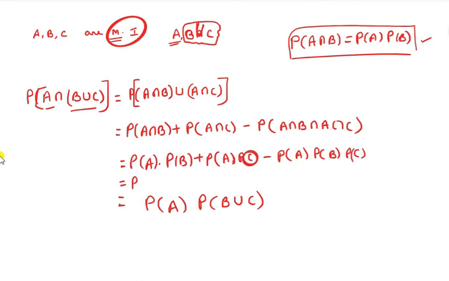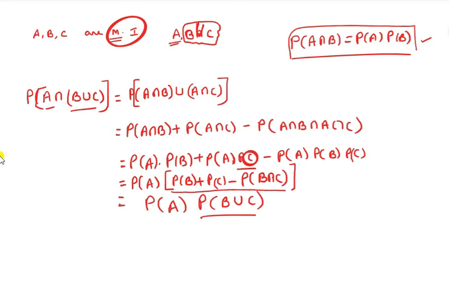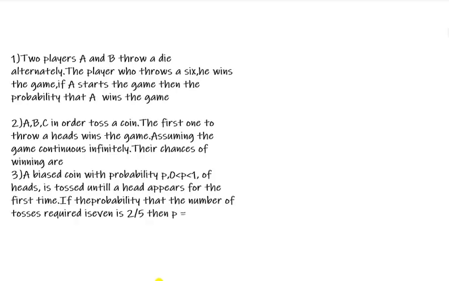Now you can check from all these terms, we can take P of A common. If you take P of A common, you will get P of B plus P of C minus P of B into P of C. P of B into P of C means P of B intersection C only. Now you can observe this is nothing but P of B union C or not. So that's why if A, B, C are mutually independent events, A comma B union C are also mutually independent.